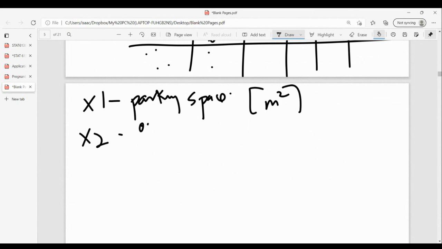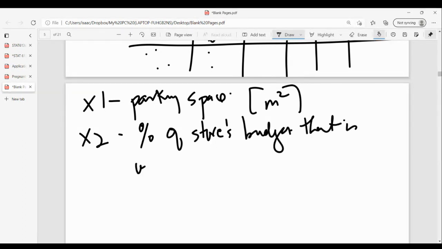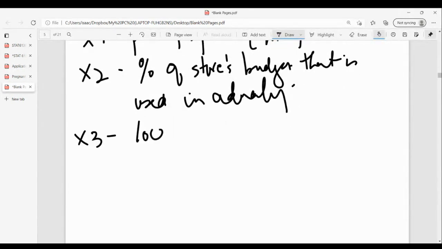X2 might be the percentage of the store's budget that is used in ads, in advertising, right? X3 might be the location of the store, right? So some stores are smack in the middle of a city center. There is no parking or limited parking and things like that. All those things could affect it.